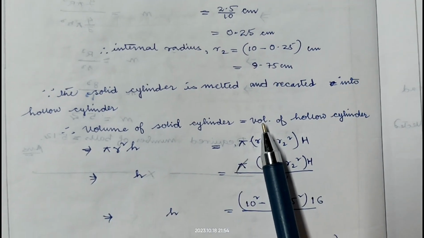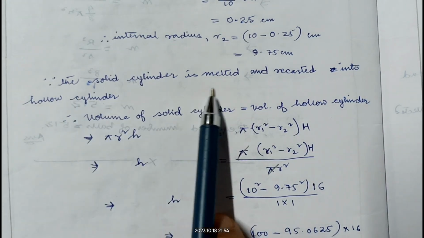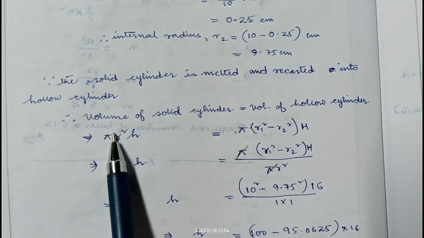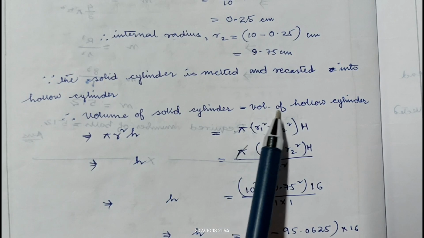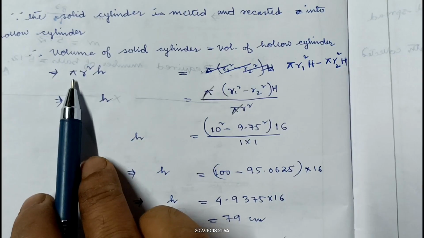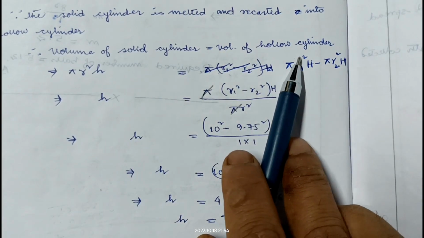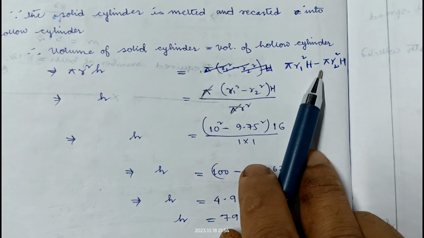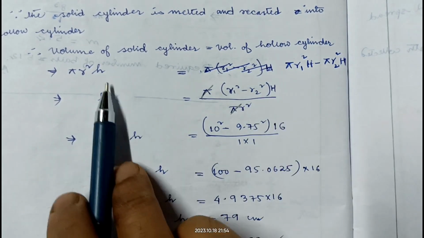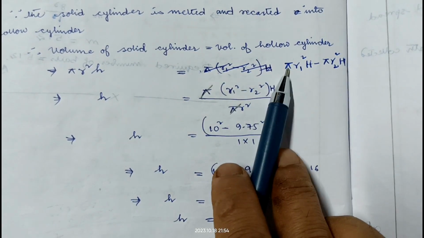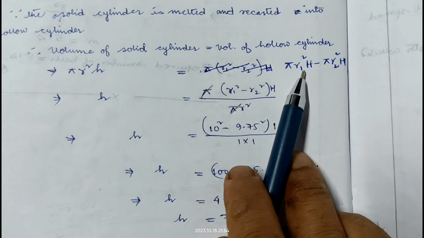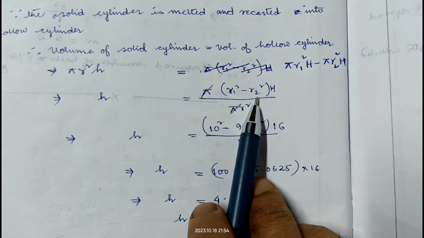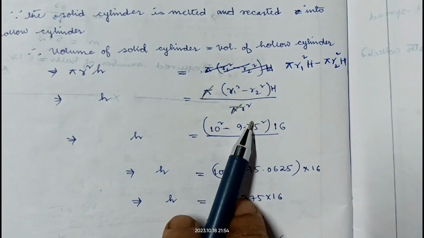Now since solid cylinder is melted and recasted into the hollow cylinder, so volume of solid cylinder must be equal to volume of hollow cylinder. So pi r square h equals external volume minus internal volume. So pi r1 square H minus pi r2 square H. So h equals, from here I can take pi and H common, we are left with r1 square minus r2 square divided by r square.